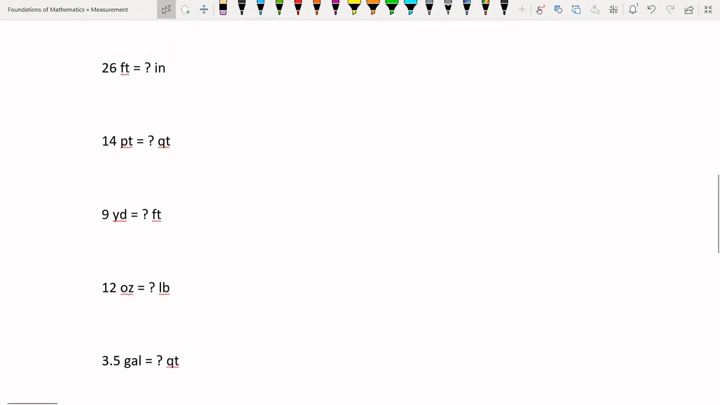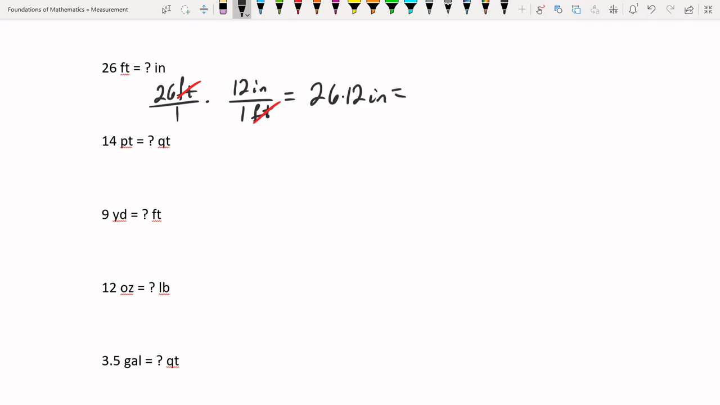26 feet equals how many inches? Well, we already know how to do this. We do 26 feet over 1 times 12 inches over 1 foot. And you see 1 on top, 1 on bottom, they cancel. So we really just get 26 times 12 inches. Let me grab my calculator, make sure I don't mess up. Yep, 312. 26 feet is 312 inches. All right, 14 pints to how many quarts? Well, we know we have to do 14 pints over 1 times what unity fraction?